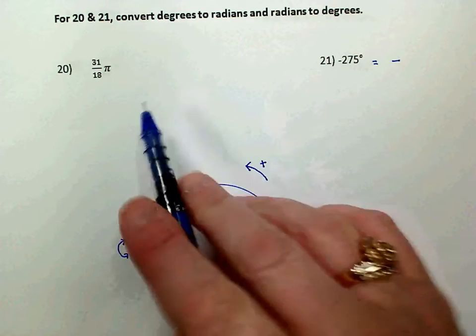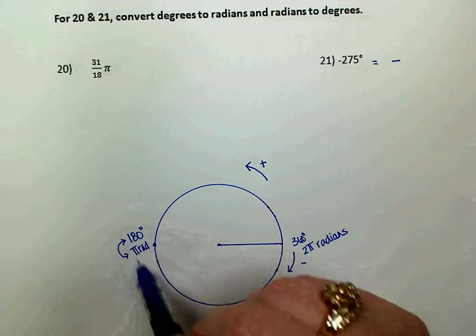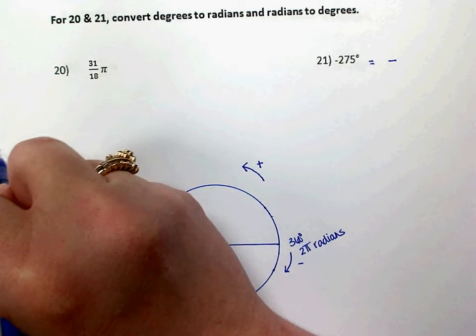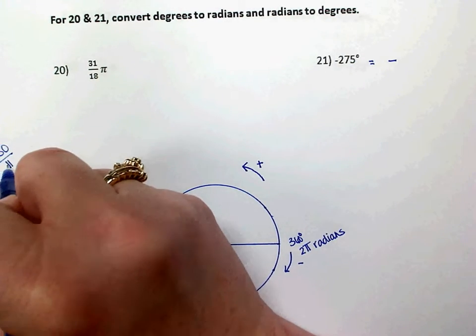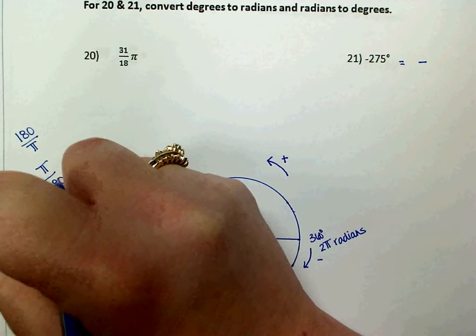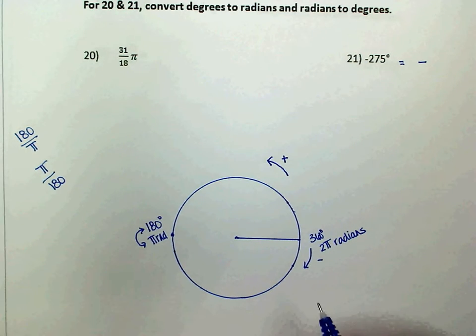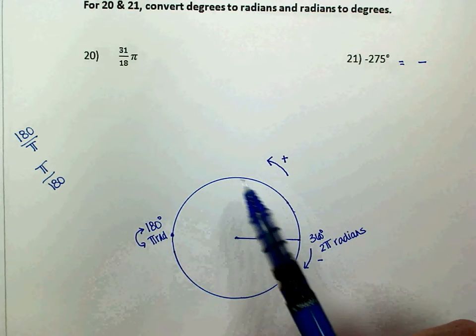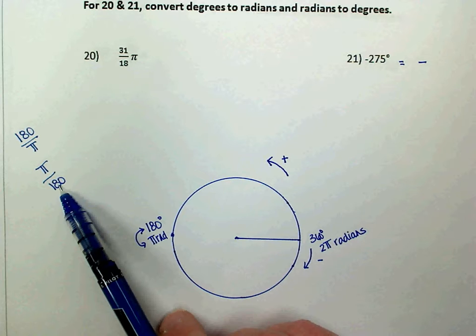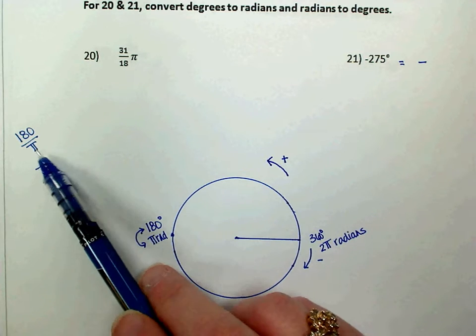So you're going to multiply whatever you're given by this conversion. Now, sometimes you multiply by 180 over pi, and sometimes you multiply by pi over 180. Remember, whatever it is you're trying to get rid of goes in the denominator. So if you're trying to get rid of degrees, put the degree in the denominator. If you're trying to get rid of the pi radians, put the pi in the denominator.